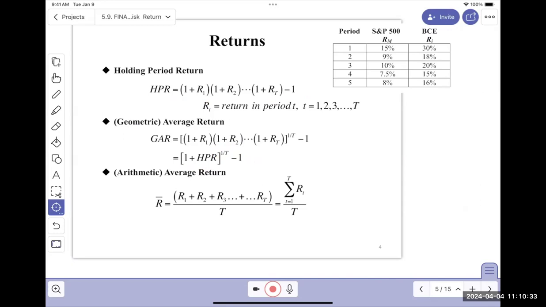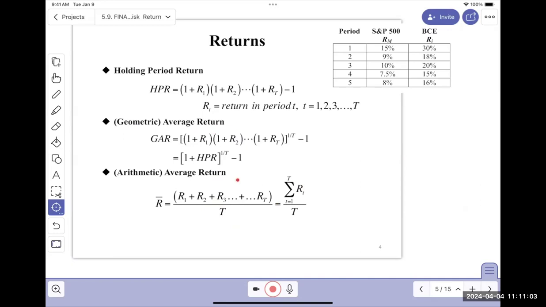And in contrast, another measure of average return is just the simple arithmetic average. Add them up and divide by T. All right. You're going to see in this next example that there's going to be a difference between the calculations of the average return.